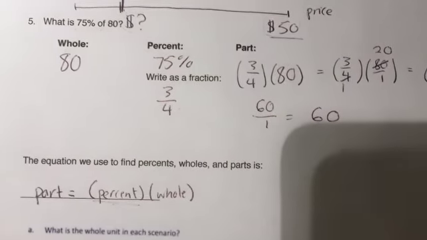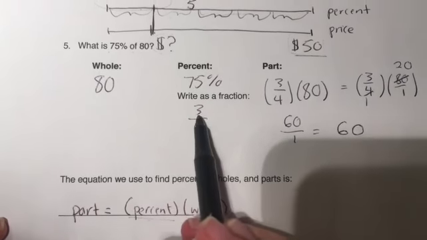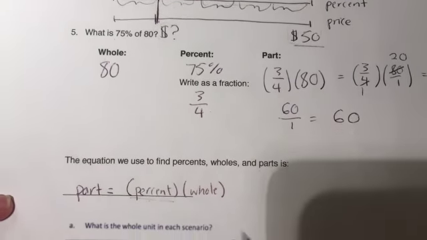And we can sort of check this using our common sense. We can tell that 60 is 3/4 of 80. So we know we did this right.